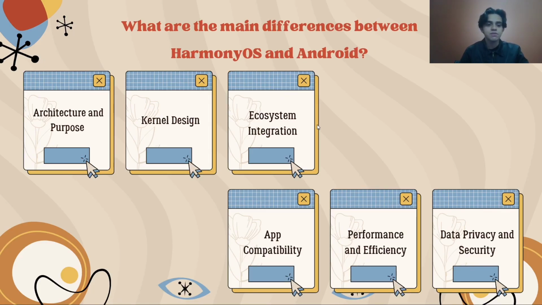HarmonyOS claims to deliver superior performance, especially in multi-device scenarios. It is designed to optimize resource usage in devices like IoT gadgets, which helps to extend battery life and reduce operational delays. This makes it a better option for scenarios involving multiple connected devices.